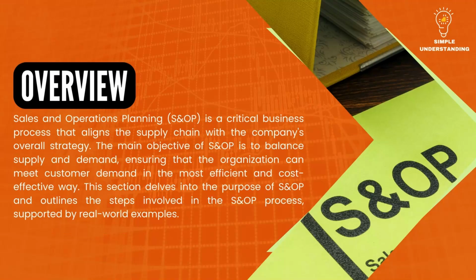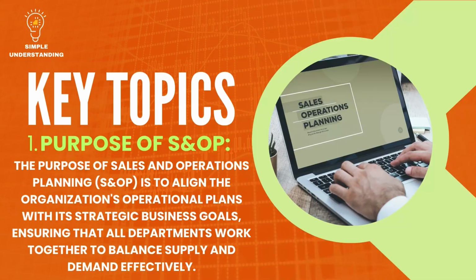Overview. Sales and Operations Planning, S&OP, is a critical business process that aligns the supply chain with the company's overall strategy. The main objective of S&OP is to balance supply and demand, ensuring that the organization can meet customer demand in the most efficient and cost-effective way. This section delves into the purpose of S&OP and outlines the steps involved in the S&OP process, supported by real-world examples. Key topics. Purpose of S&OP.